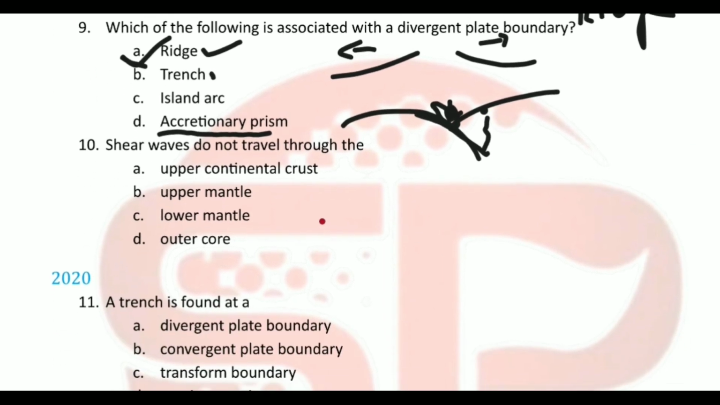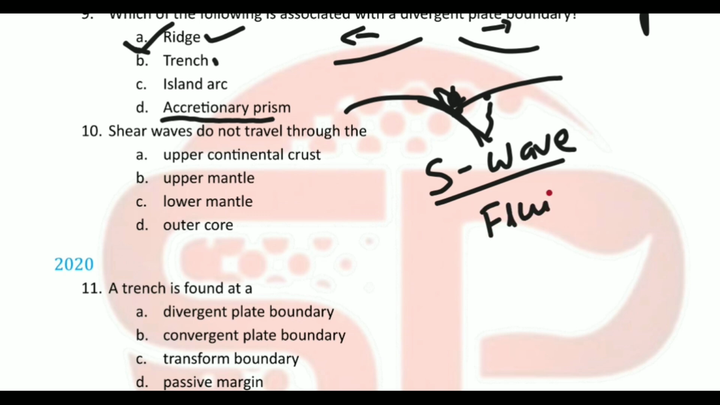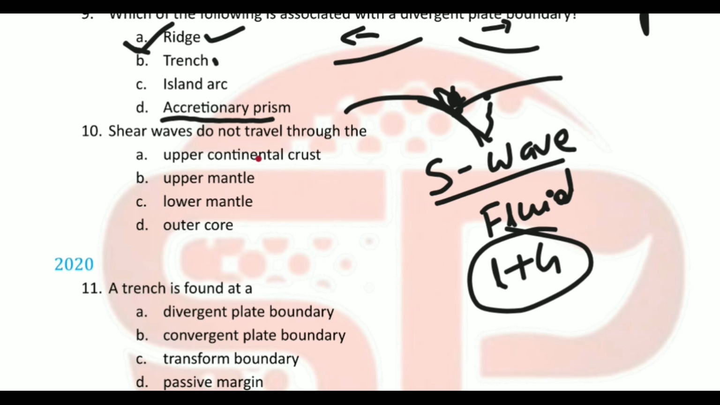Also, shear waves do not travel through the shear wave. It is S wave. So we know S wave cannot travel through the fluid medium. Fluid means the liquid plus gas medium. So as we know, our outer core, it is liquid. So shear wave do not travel through the outer core.